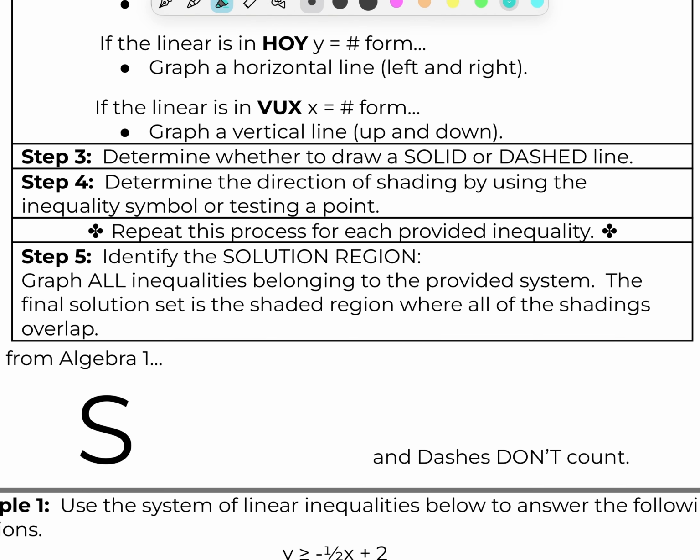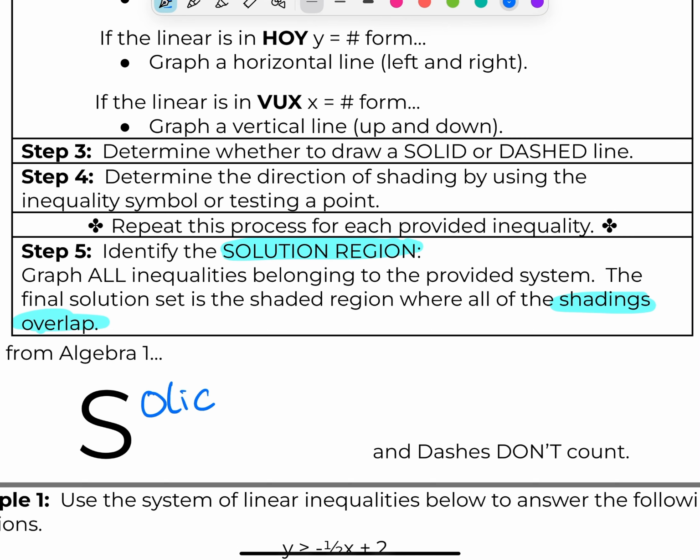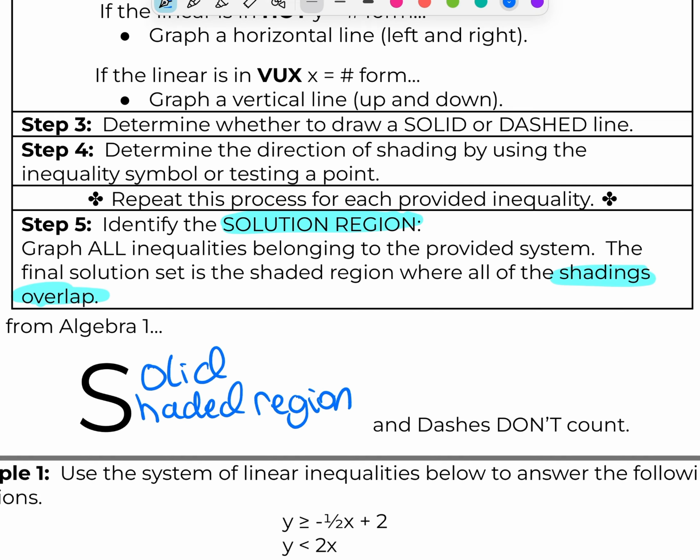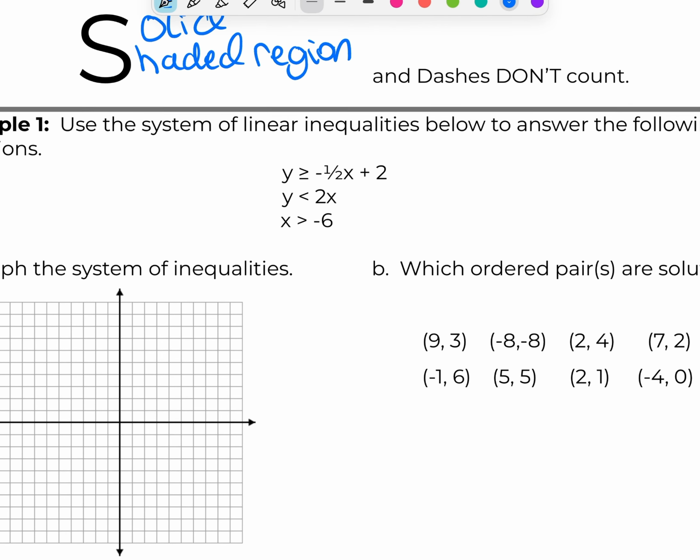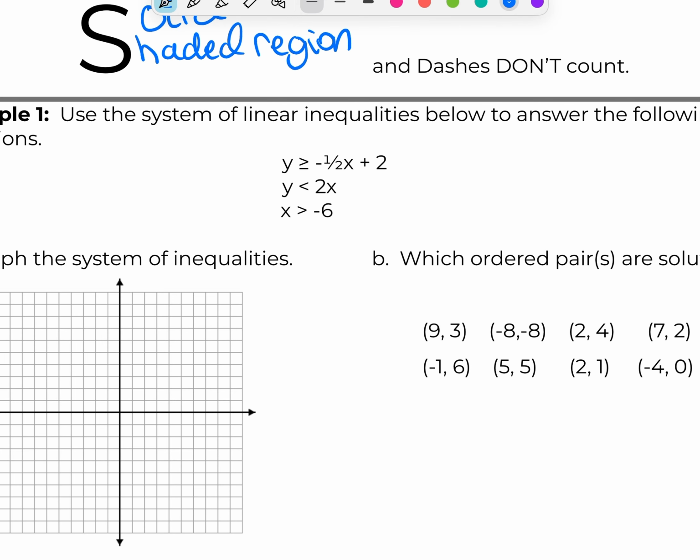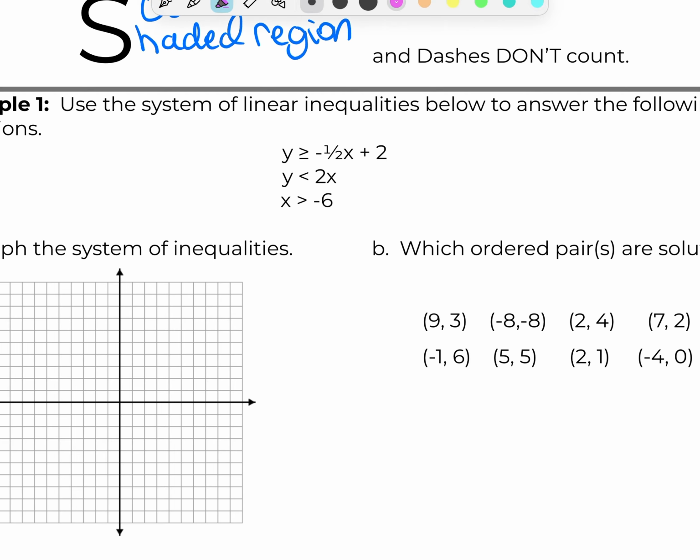And then once we graph them all, our final solution, which we call a solution region, will be our final shaded region, and that's going to be where all of the shadings overlap. So a reminder from your Algebra 1 days, two S's to make a solution. One of them would be if it falls on a solid line. The other would be if it falls in the shaded region. Also a reminder that if it falls on dashes, dashes do not count because they are not equal to. So let's practice our graphing and then our shading to find our final solution set.